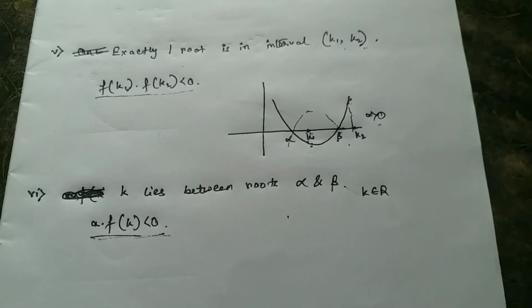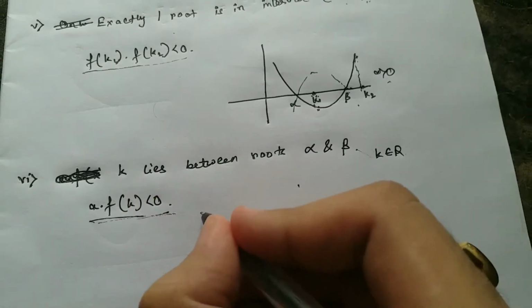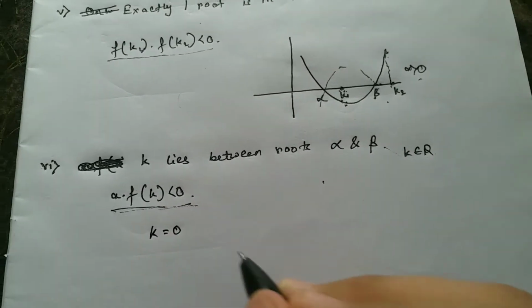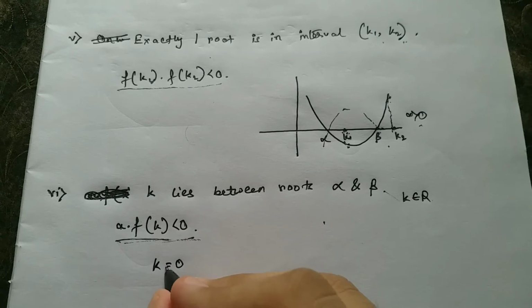And from here you can again take, suppose k is equal to 0, so 0 lies between the roots alpha and beta.